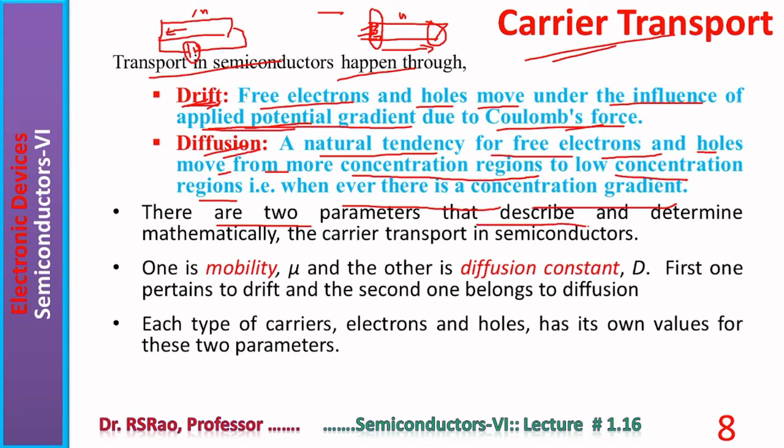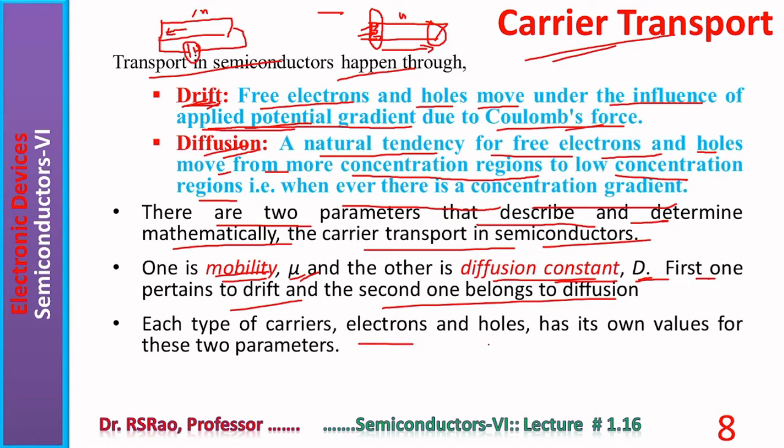There are two parameters that describe and determine mathematically the carrier transport in semiconductors. One is mobility, symbol is mu. Other is diffusion constant D. First one pertains to drift and second one belongs to diffusion. Each type of carriers, electrons and holes, has its own values for these two parameters. Mobility is a parameter that pertains to drift, whereas diffusion constant pertains to diffusion. And mobility for electrons is different from mobility for holes. Similarly, diffusion constant D for electrons is different from diffusion constant for holes.